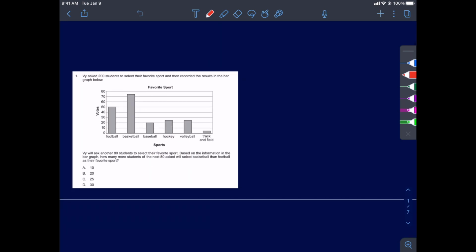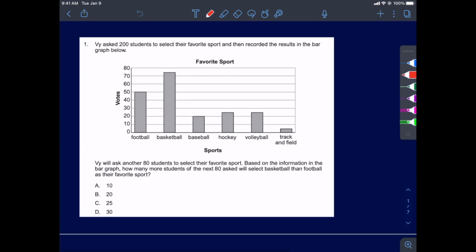Number 5. Vi asked 200 students to select their favorite sport and then record the results in the bar graph below. We can see the bar graph. Vi will ask another 80 students to select their favorite sport based on the information from the bar graph. How many more students, of the next 80, will select basketball than football as their favorite sport?